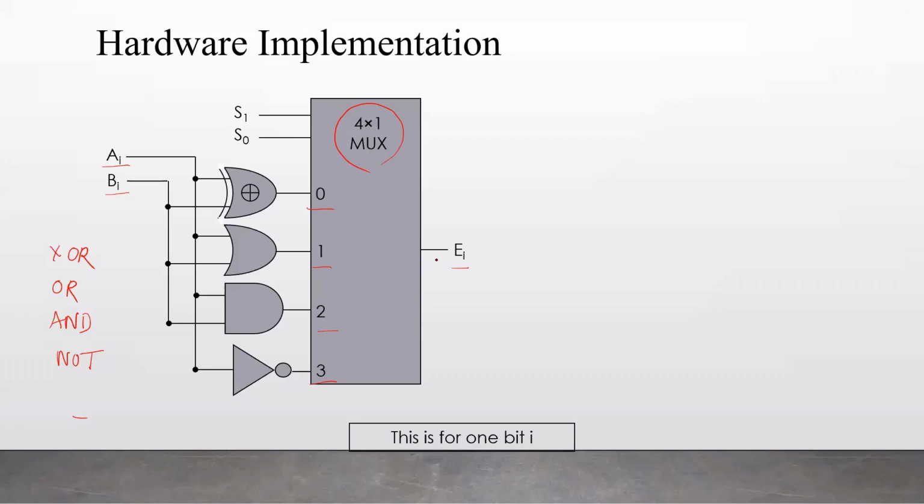And how is the selection of input controlled? For that we have selection lines S1 and S0. The values can be 0 0, 0 1, 1 0, or 1 1. Correct? So which particular input gets selected when the value of S0 is 0 and S1 is 0?